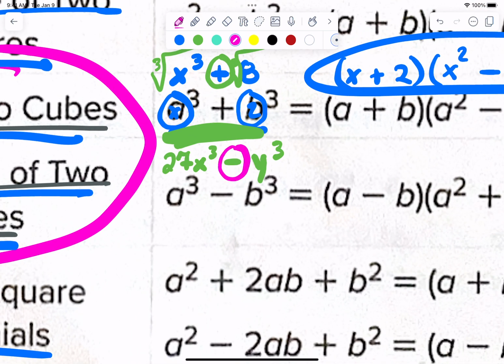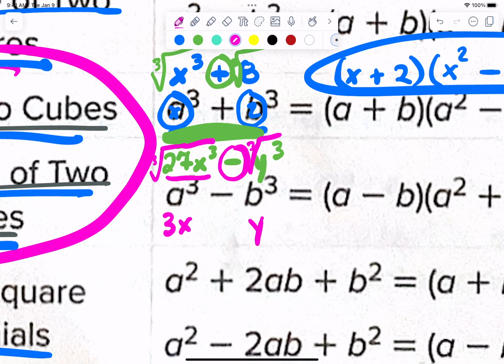Because you're subtracting. Okay, now I look at 27x cubed. Can you take the cubic root of 27? Yeah. And it is 3, and the cubic root of x cubed is x. So 3x is what that piece breaks down to, right? Carson, are you watching? You better watch. What about the cubic root of y to the third power? Y.